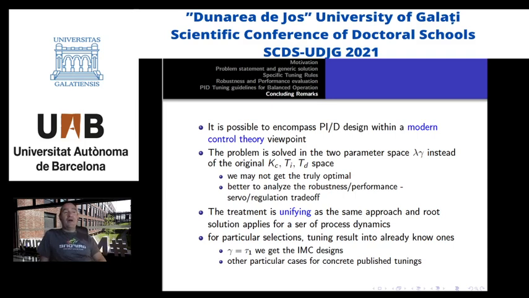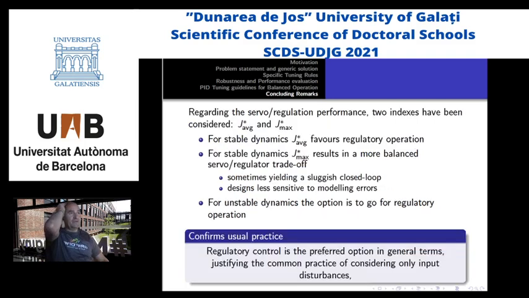Okay, and it turns out, even if we have not covered this topic in the lecture, that with this particular selection you can also recover some tunings that are already around. For example, if gamma is equal to tau, then the final tunings that you get are the ones that are usual for internal model control designs that you find in the literature. Okay, so it is quite nice, this one.